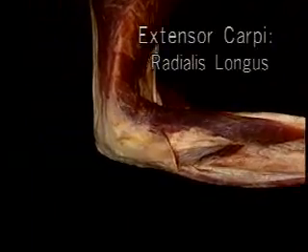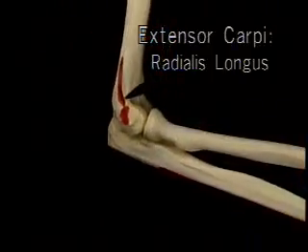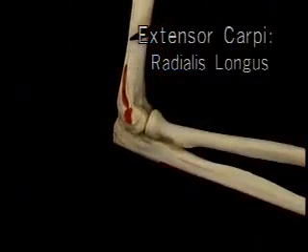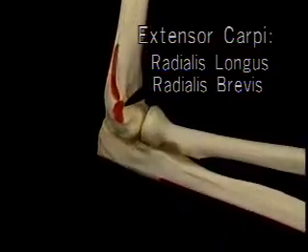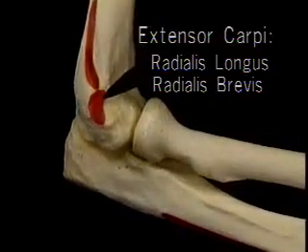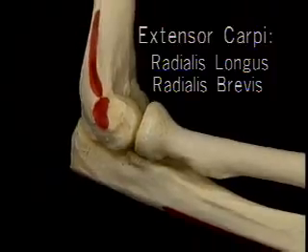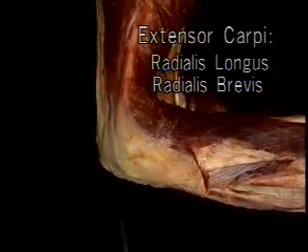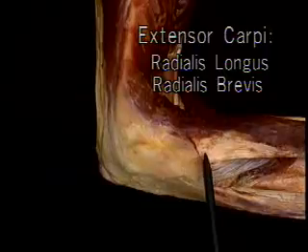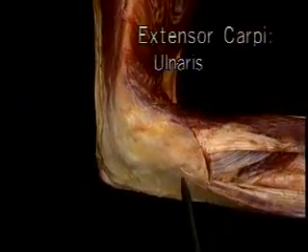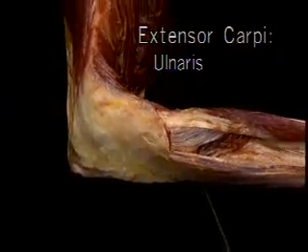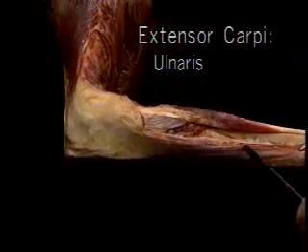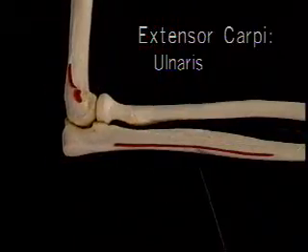Extensor carpi radialis longus arises from the lateral epicondylar ridge just below brachioradialis. Extensor carpi radialis brevis arises from the lateral epicondyle, an origin which it shares with several other extensor muscles. They all arise together from the epicondyle and from this common extensor tendon. Extensor carpi ulnaris arises from the lateral epicondyle. It also has an ulnar head, which arises from this border of the ulna.